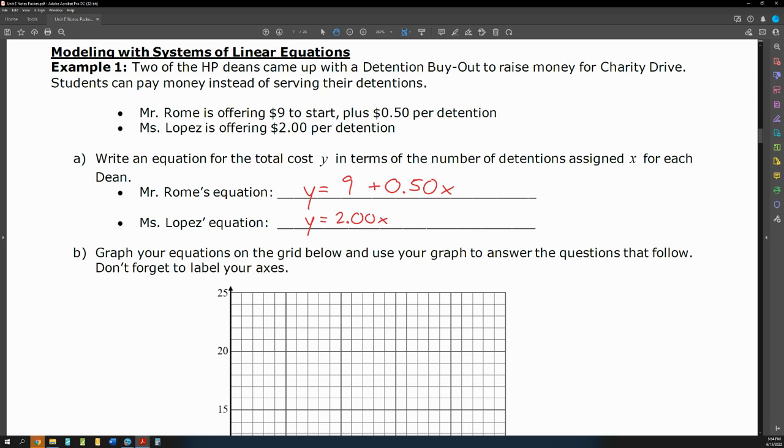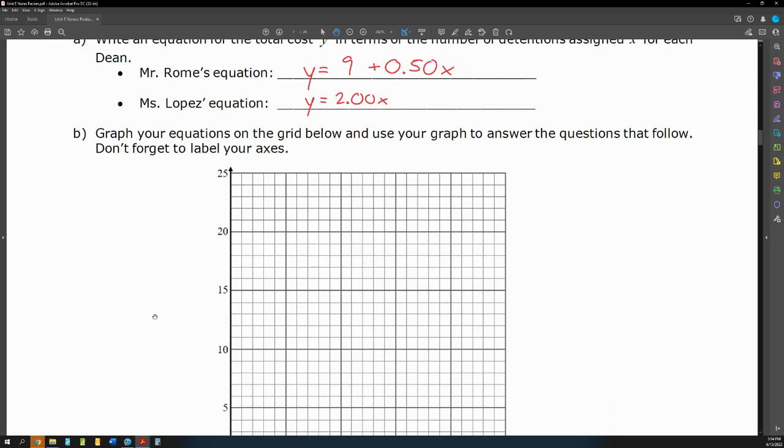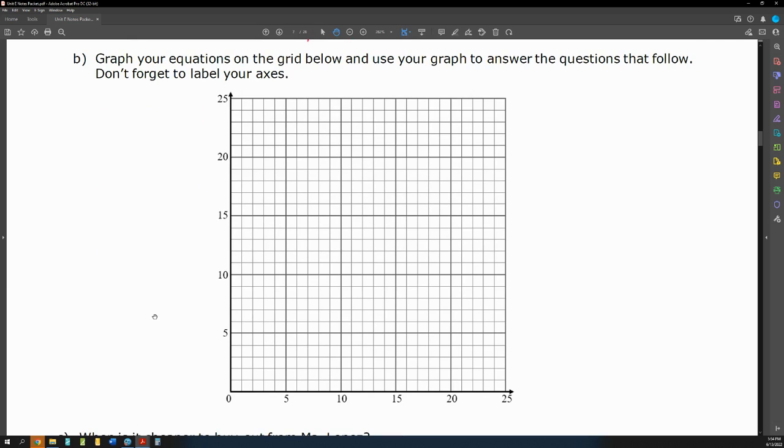Part B asks us to graph both of these equations on the grid below. So the first one was 9 plus 0.5x. So this has a y-intercept of 9. And we know that the slope 0.5 can be rewritten as the fraction 1/2. So I'm going to go up 1 and to the right 2. And so we can extend this line all the way out.